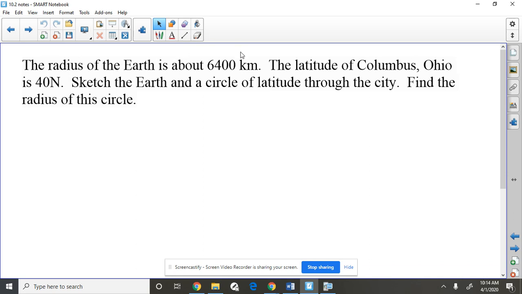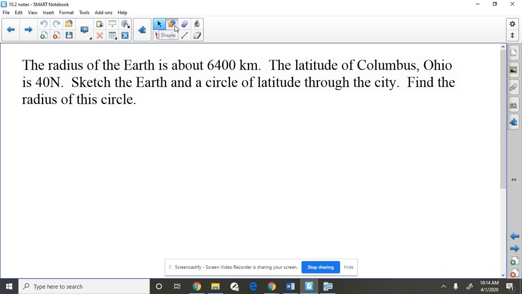That's an approximation, and it varies depending on where on the surface of the Earth you're going to, because the Earth is not totally spherical. But we're going to use 6,400 kilometers as the radius. The latitude of Columbus, Ohio is 40 degrees north. We're going to sketch the Earth and a circle of latitude through the city.